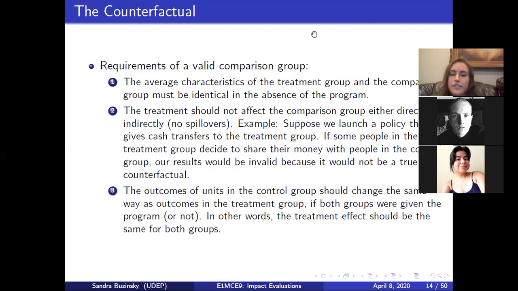Are there any questions about the requirements of a valid counterfactual group? No? Okay.